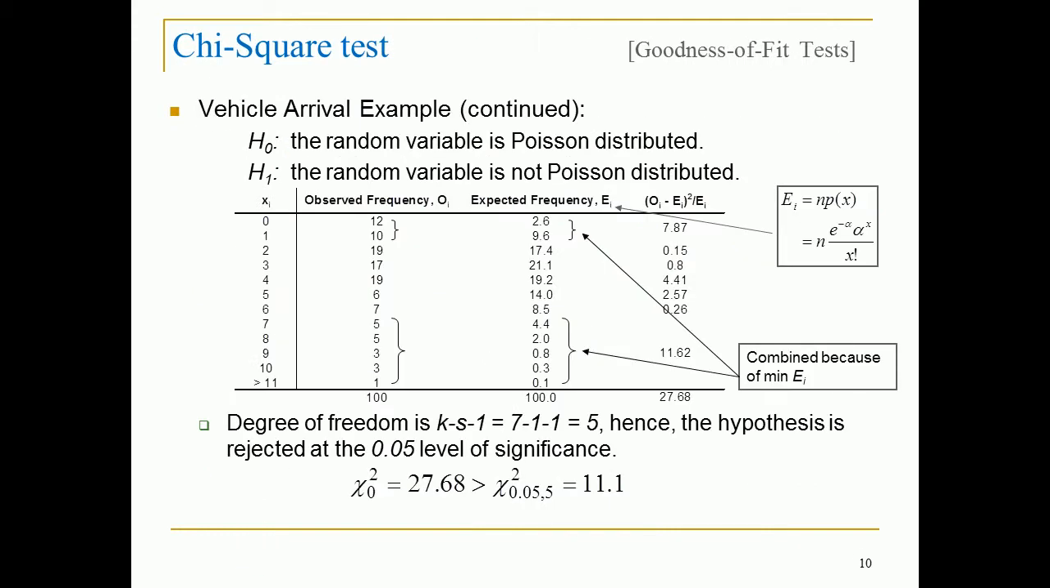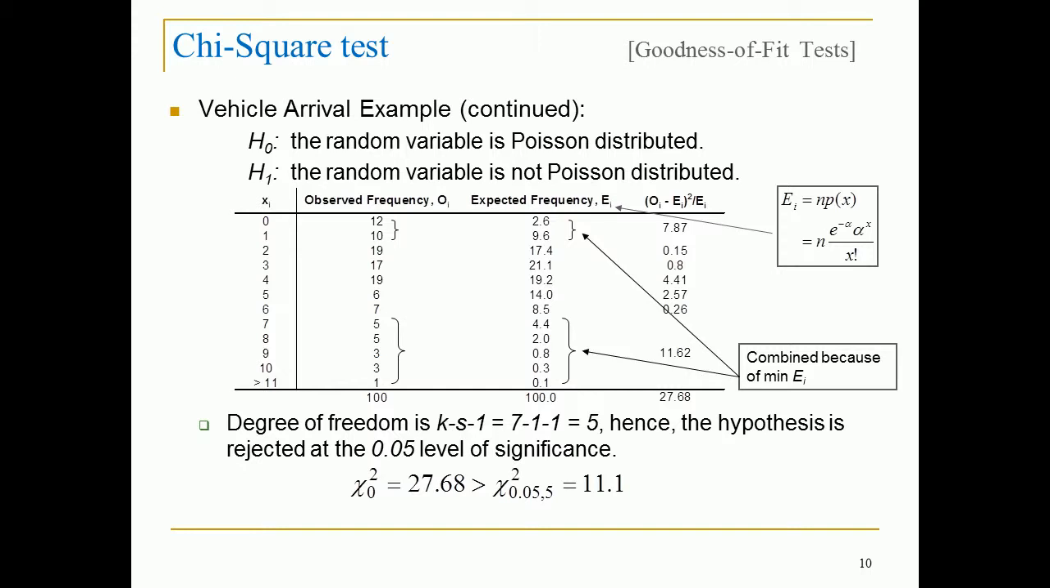So on the next slide, we have the same discussion. We are testing the random variable to see if it is Poisson or not. Then we look at the observed frequency and the expected frequency. We combine those expected frequencies that do not satisfy the minimum number of observations for the interval. So remember, it has to satisfy the minimum of 5.